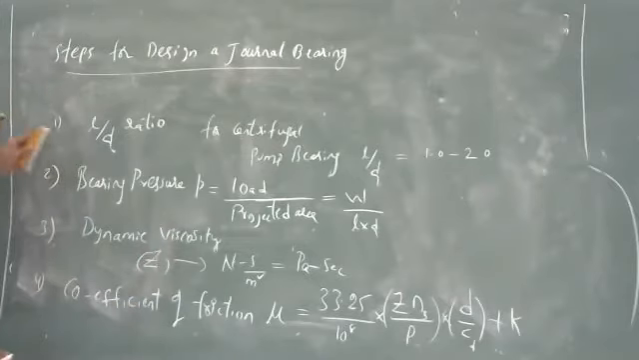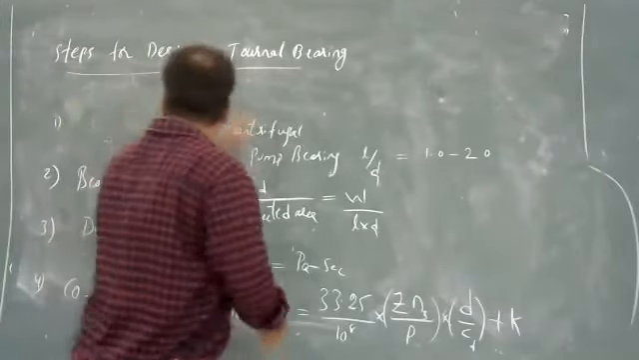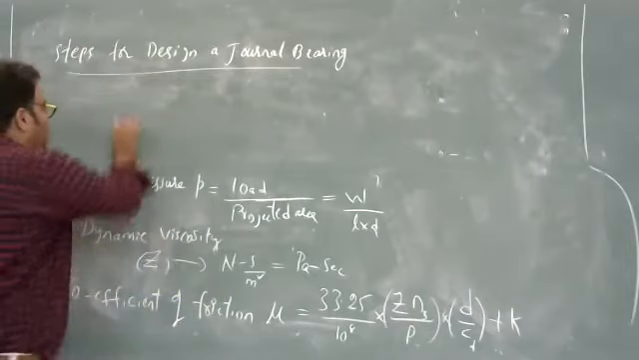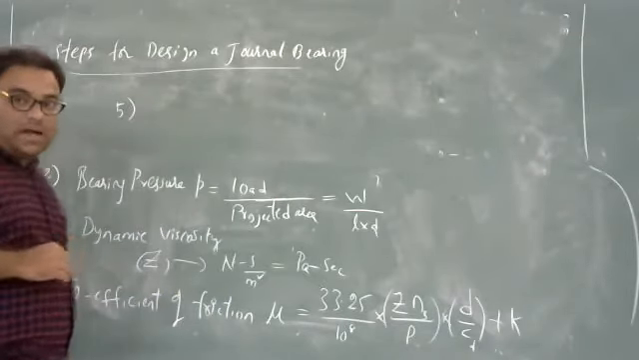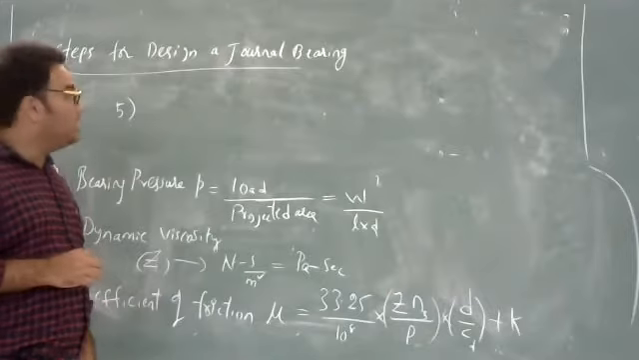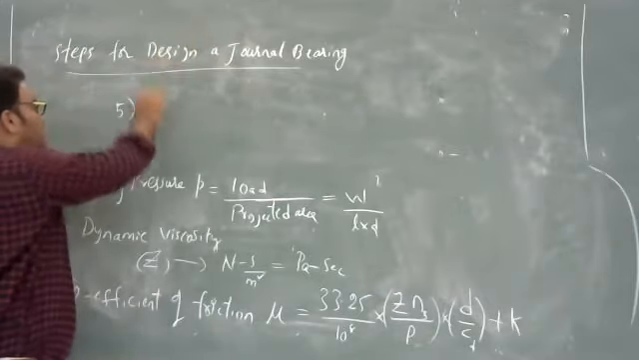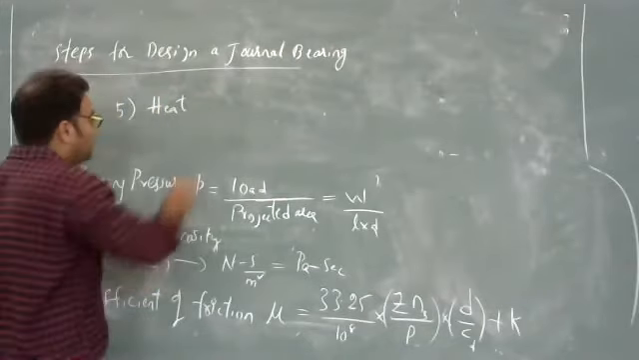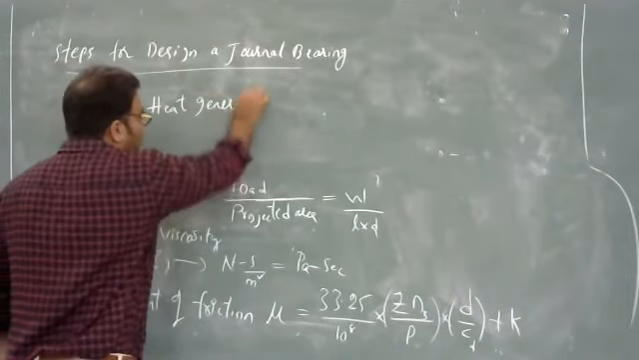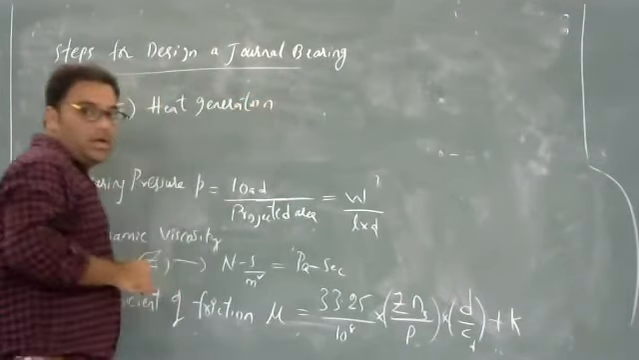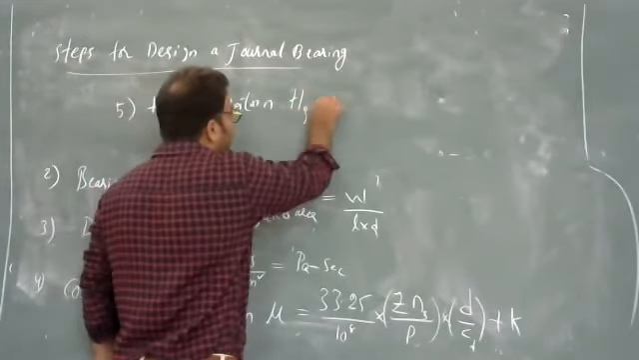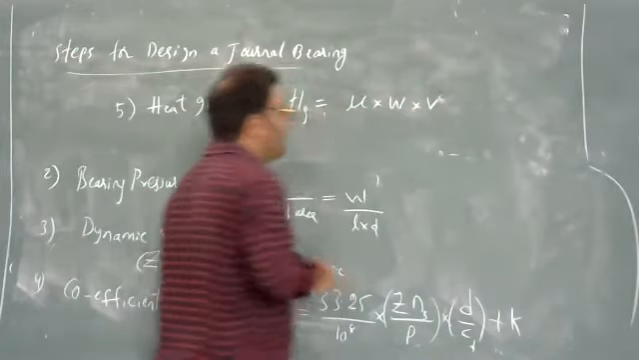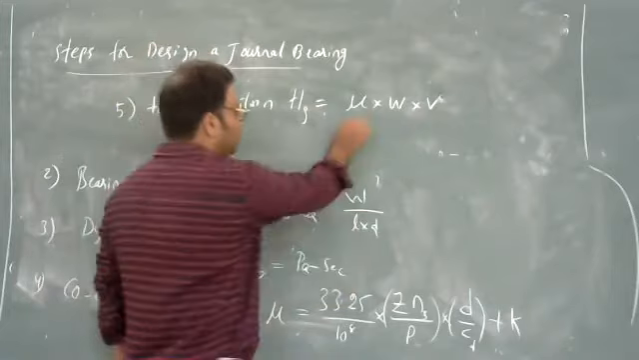Now we are going for the fifth step. One more parameter we have to consider while designing the journal bearing is heat dissipation. First we will try to find the heat generation, then we will go for heat dissipation. Heat generation Hg equals mu into W into velocity. What is mu? Mu is nothing but the coefficient of friction.